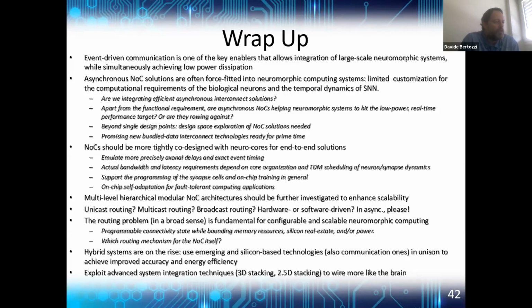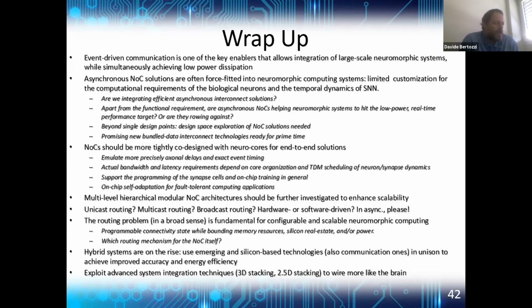Finally, I tried to convince you that the routing problem in a broad sense is fundamental for configurable and scalable neuromorphic computing. And the reason is that keeping the connectivity state has a lot of overhead, and therefore having this kind of neuromorphic system fully programmable for arbitrary spiking neural networks is impossible. So how to keep the connectivity state? How to scale to a larger design space of spiking neural networks? Last but not least, what routing mechanism for the NoC itself? This is typically overlooked in this kind of system so far.